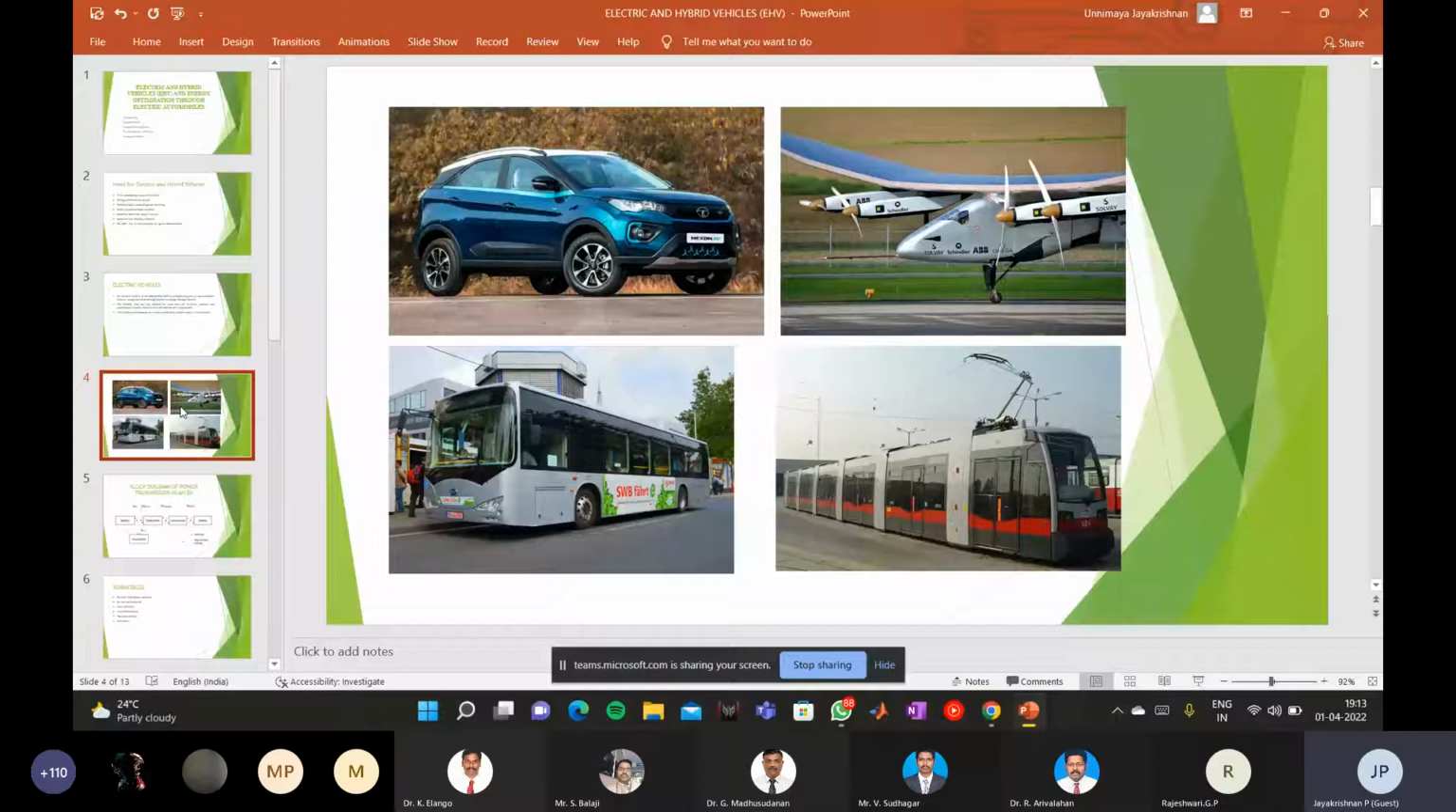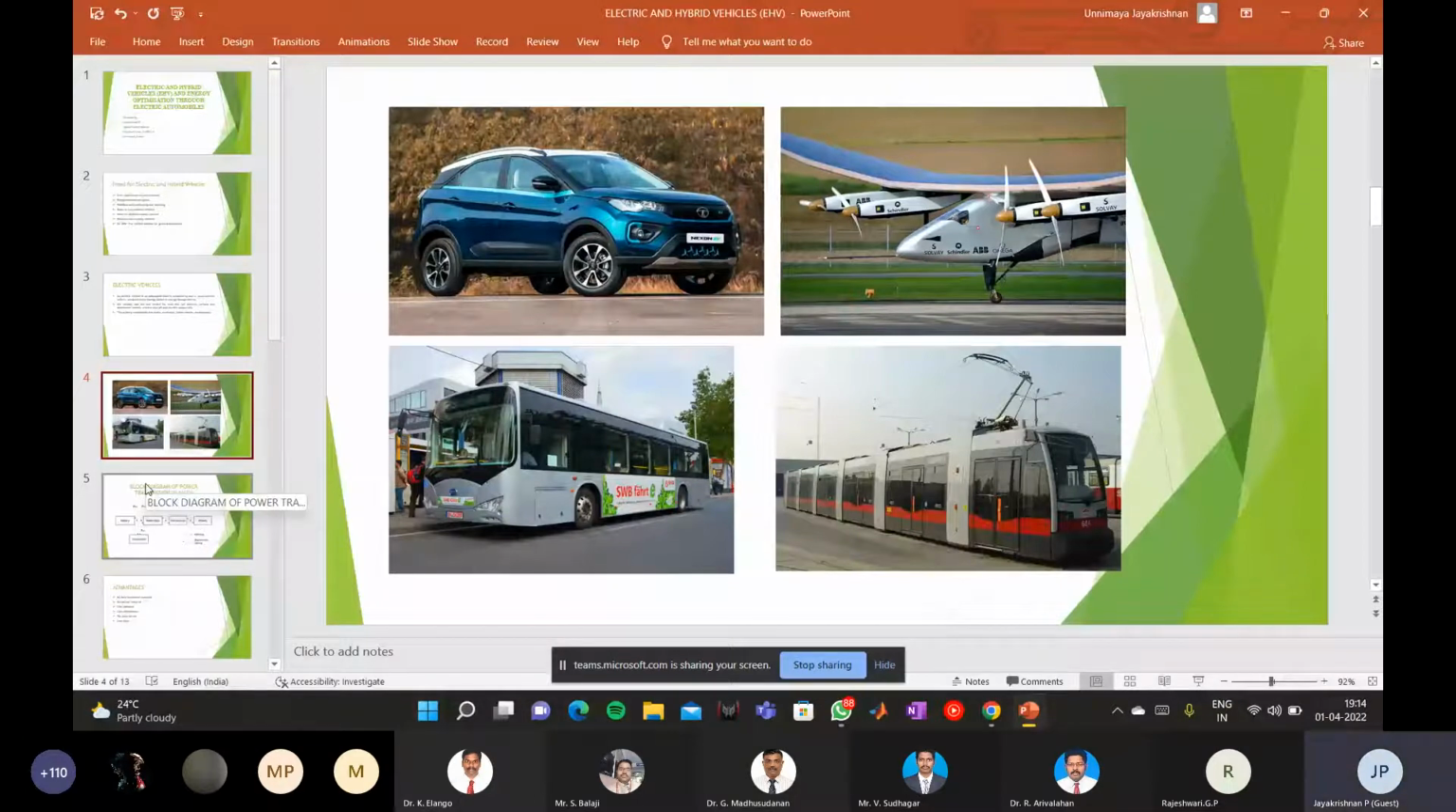While the bus is parked at a bus stop and passengers are ascending and descending, the bus will be charged a little bit. After going to the bus depot, they will charge it fully, or they will be swapping the batteries. They will replace the uncharged batteries with charged batteries and go for the other trips. So it will come in our country also, this swapping of batteries or charging at bus stops. These are some photographs of these vehicles.